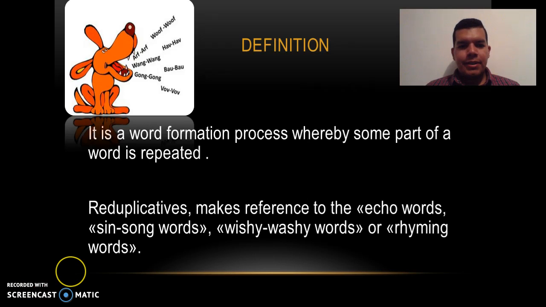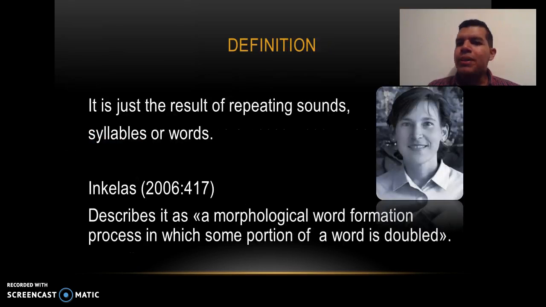Definition of reduplicatives: a word formation process whereby some part of a word is repeated. Reduplicatives makes reference to echo words, sing-song words, wishy-washy words, or rhyming words. As we can see in the image, there's a dog, and phrases like arf or woof woof make reference to reduplicatives. So, reduplicatives happen when two words are repeated in a phrase. This is just a result of repeating sounds, syllables, or words.